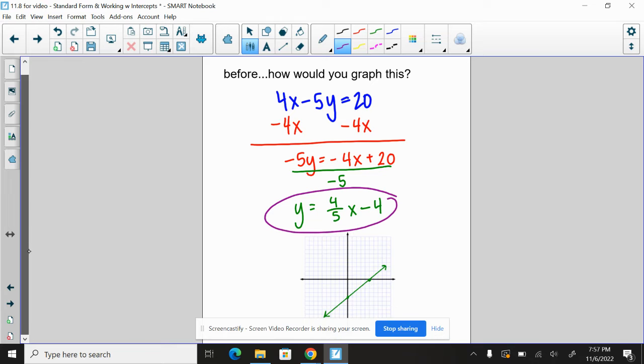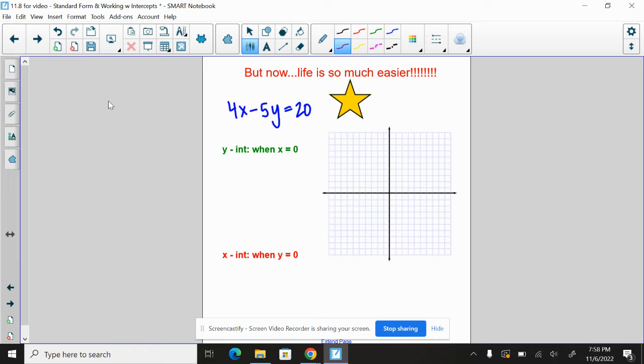And if you were graphing it, it would look something like this. You've got your y-intercept of -4, and then you go up 4 over 5, up 4 over 5, or down 4 to the left 5, down 4 to the left 5, right? So hopefully you should feel really good about that. But now life is getting so much easier.